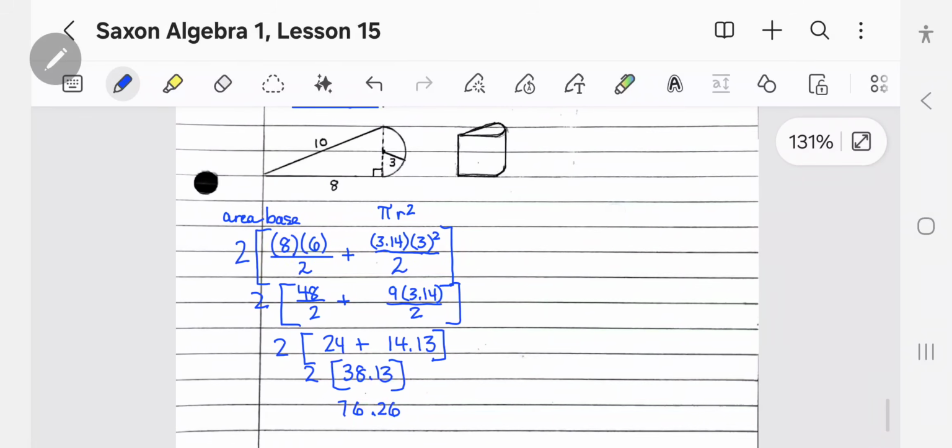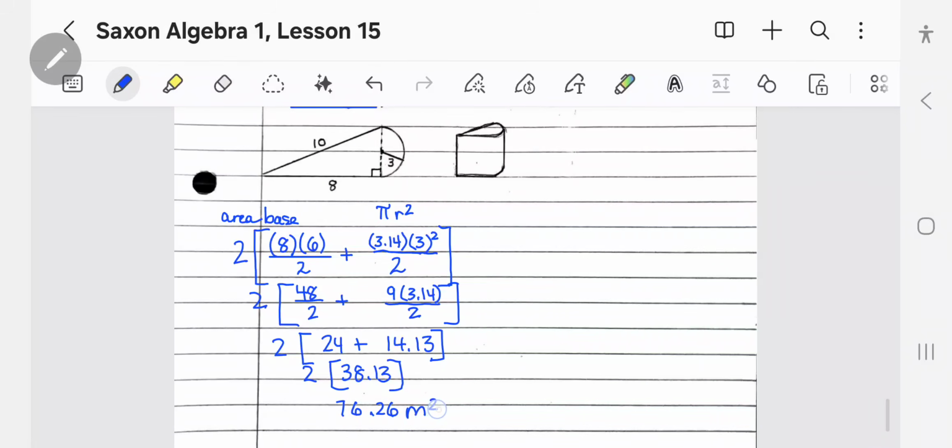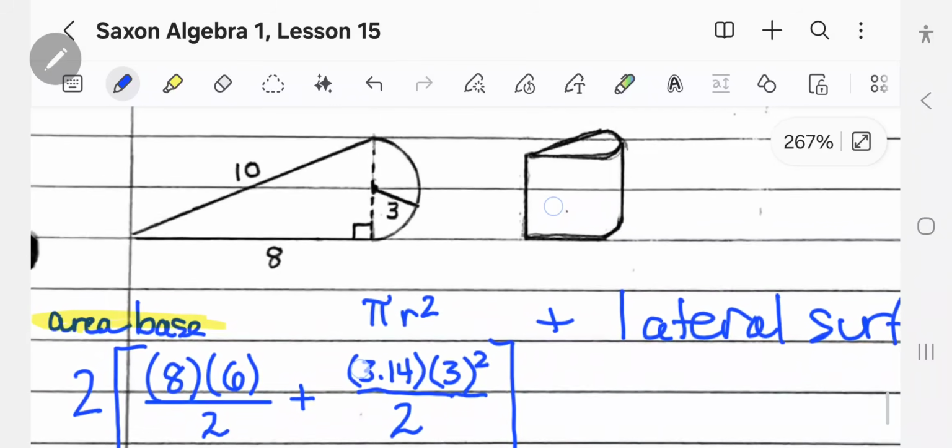Ooh, this is large, right? So that's square meters. And that is just the area of the two bases. So we're going to have to add to that the lateral surface area. So remember, we talked about the lateral surface area.